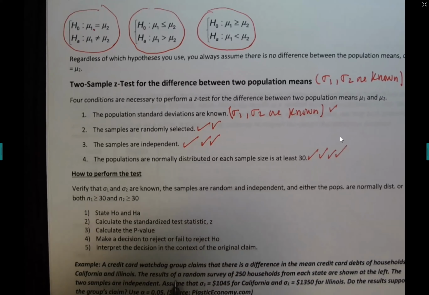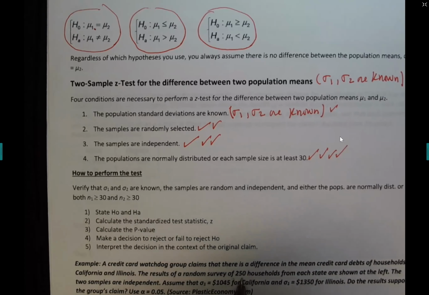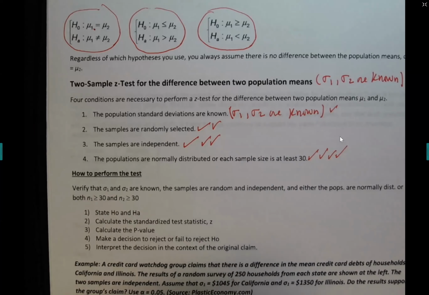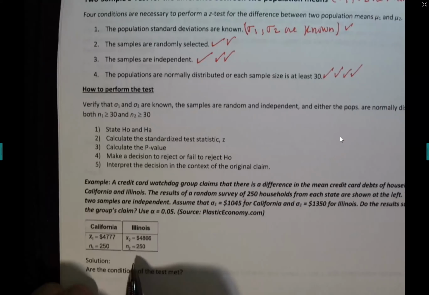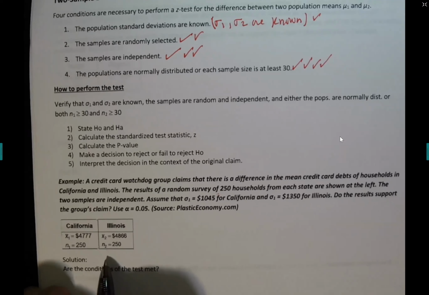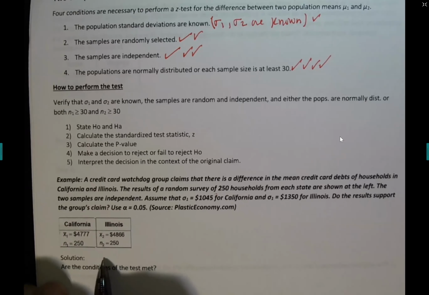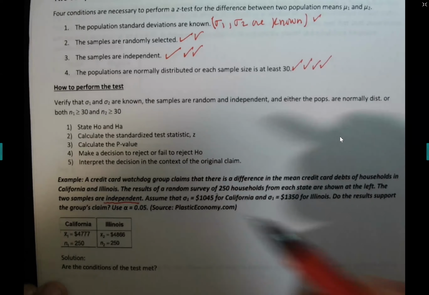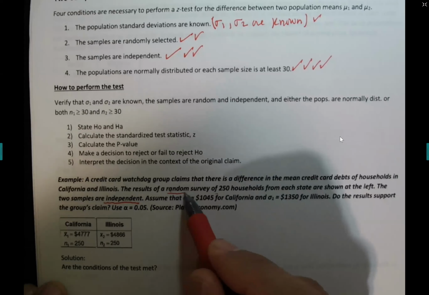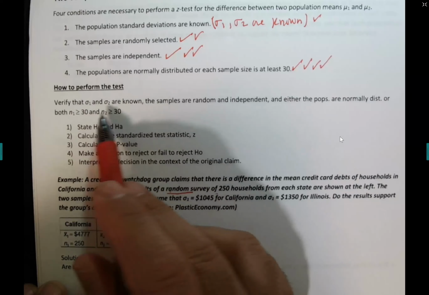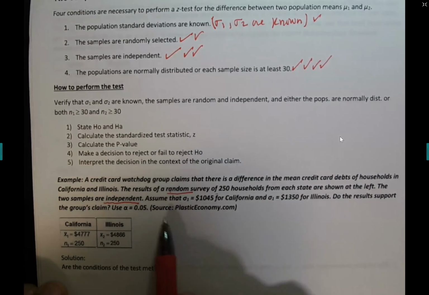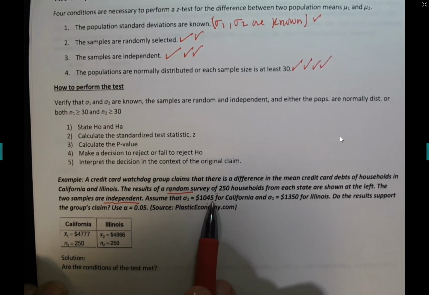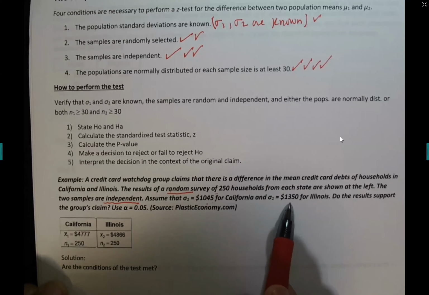Okay. The results of a random survey of 250 households from each state. So N1, guys, is 250 and N2 is 250. Are shown at the left or at the bottom. The two samples are independent, guys. So he says they are independent, and he says random. So we already met, guys, the conditions. Sigma 1 and sigma 2, let's say they are known. Assume that sigma 1 is 1045 and sigma 2 is 1350. So that's the fourth condition met.